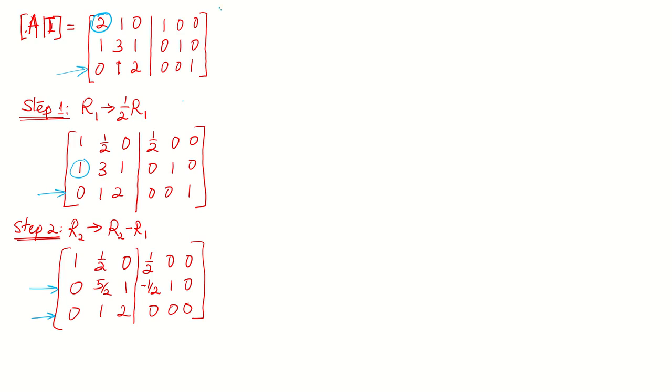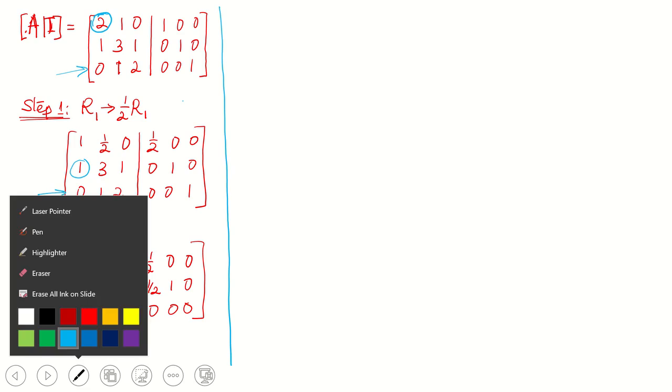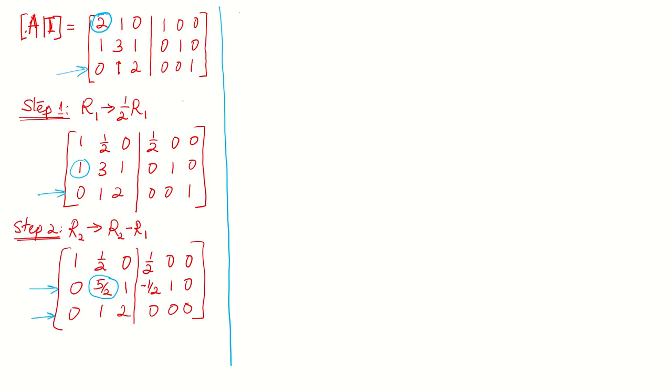Our next goal is to make the next pivot element 1. What is the next pivot element? This is it here. I want to make that next pivot element become 1. So what row operation do we perform to achieve that goal? We need to multiply through row 2 by the inverse of 5 over 2, and the inverse of 5 over 2 is 2 over 5.